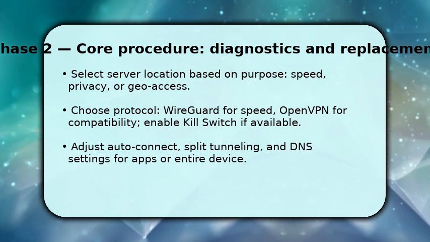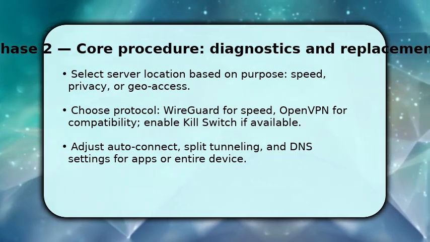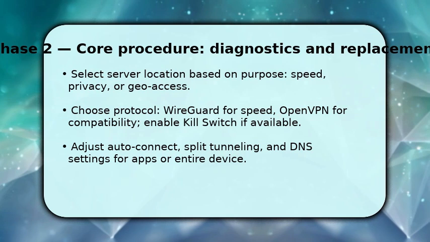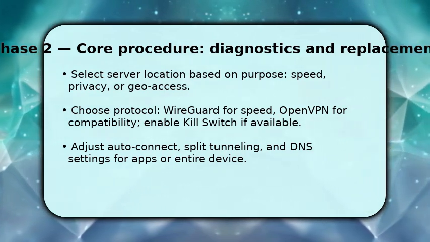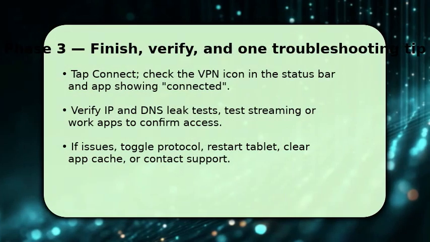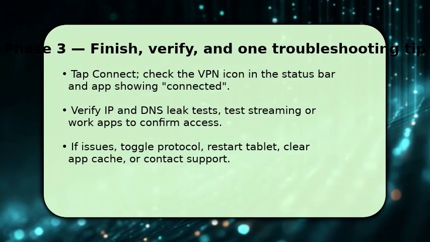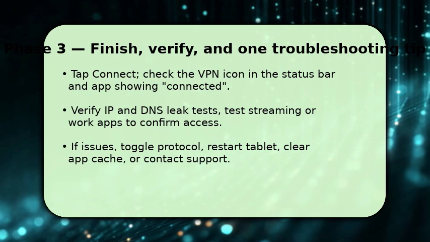Next, set AutoConnect and split tunneling so only chosen apps use the VPN. Make sure DNS is secure to avoid leaks, then save settings. You finish by tapping Connect and watching for the VPN icon in the status bar. This confirms a system-level tunnel.